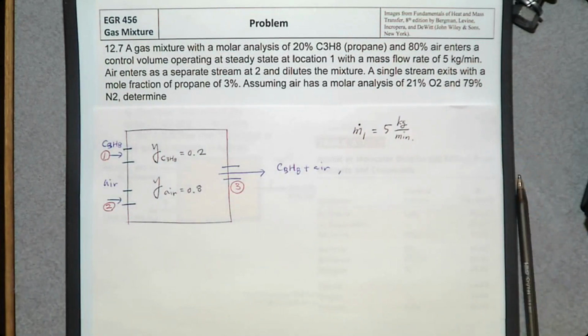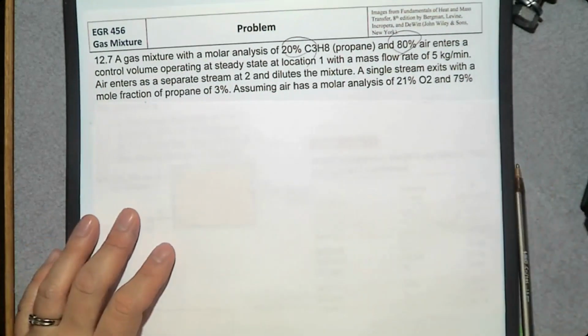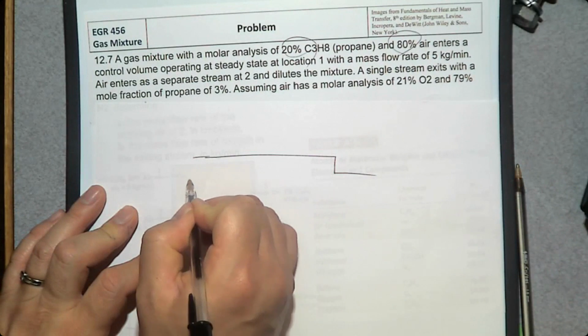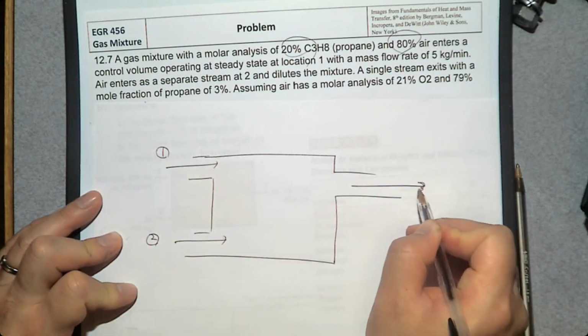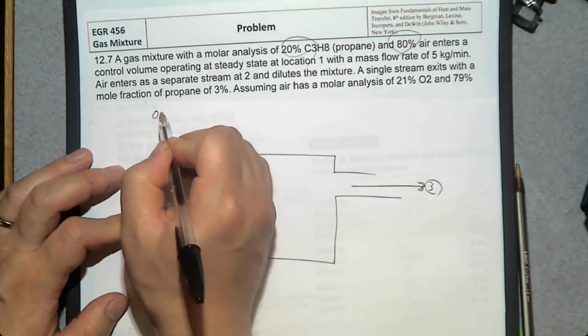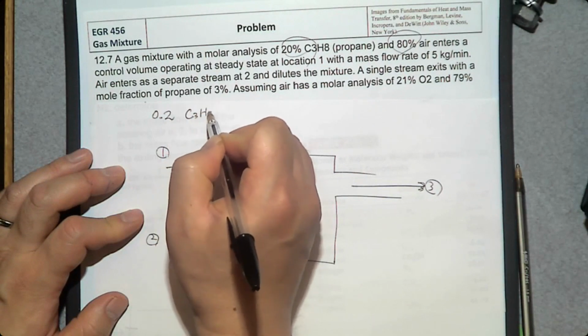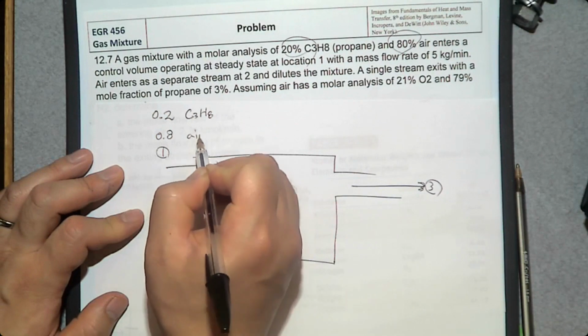Air enters as a separate stream at inlet number two and is going to be mixed with this propane. A single stream exits with a mole fraction of propane of 3%. Oh, so there is a mixture going in at number one, not just propane. My bad. So these two go in at number one. So let me make another chamber. We have one inlet here, another inlet here. There's a number one, a number two, and a number three. So at number one, we have 0.2 propane C3H8 and 0.8 air.